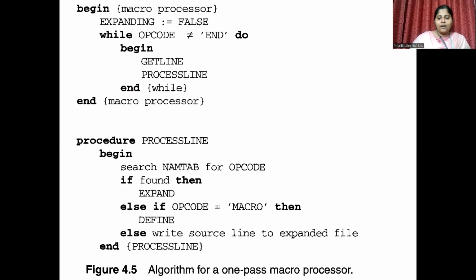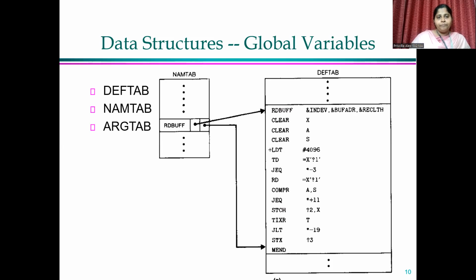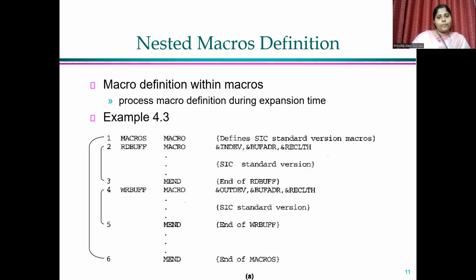Here is an example of a one pass macro processor, in which it will first define the macro, and afterwards it will expand it here too, and whatever invocation is there will also be carried out here itself. So that is the way in which we have the macro processor.